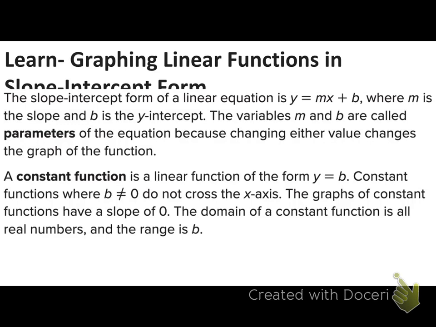The domain of a constant function is all real numbers, and the range is b. What is domain? We talked about this last semester. Domain is my set of x values. So the domain of a constant function is all real numbers. What is the range? The y value, my set of y values. I only have one y value in my range for a constant function. It's whatever my y-intercept is. That's the only number in my range.